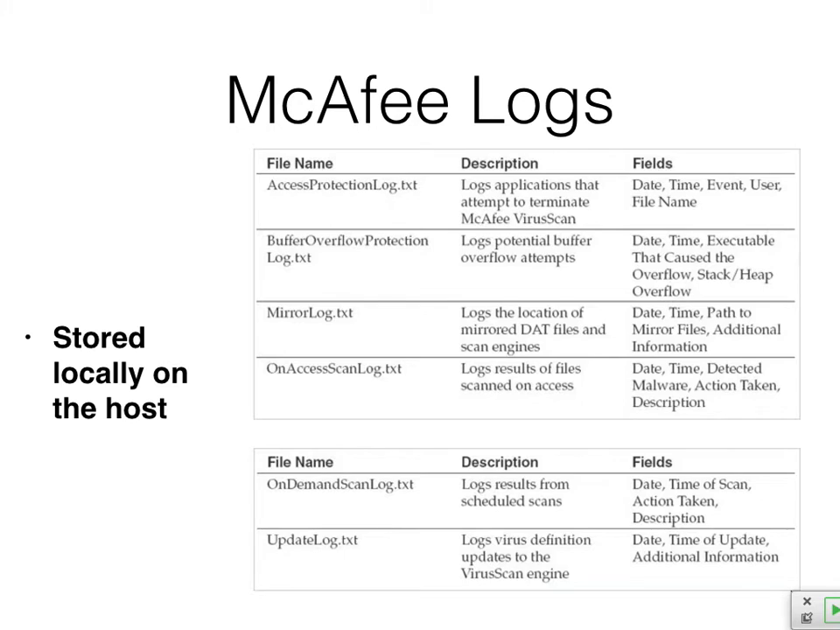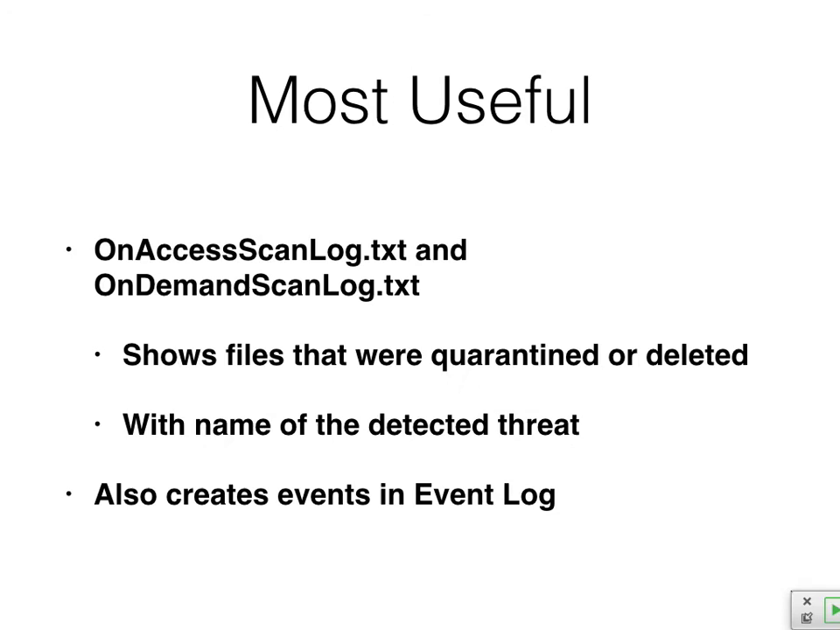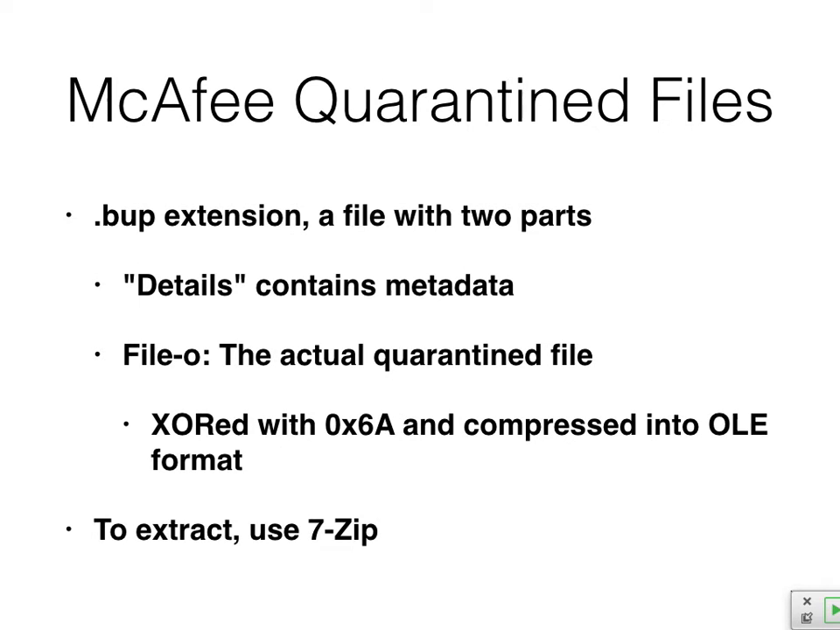So, all right, he has a bunch of logs out there. It logs applications that try to terminate it, buffer overflow attempts, and so on. The ones that are most useful for us are the on-demand scan and on-access logs. Those show files that are quarantined or deleted, and they have the name of the threat. And again, it creates events in event logs, so it amounts to about the same thing as Norton. It's got a BUP extension that has details for metadata, and then it has the file. And the file is XORed with 6A and then compressed in OLE.